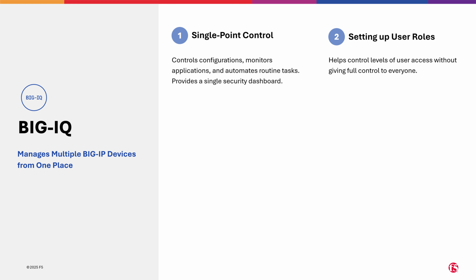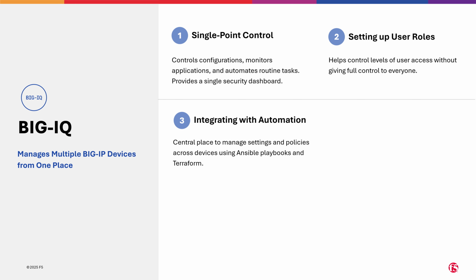You can also use APIs to automate tasks and connect BIG-IQ with tools like Ansible and Terraform. BIG-IQ works well with automation. It acts as a central place to manage settings and policies across your devices. For example, you can use an Ansible playbook to create a new device group in BIG-IQ, assign a configuration template, and deploy it to multiple BIG-IP devices.